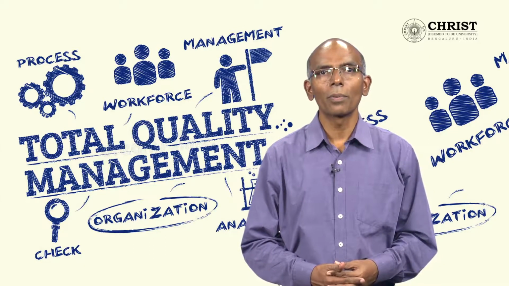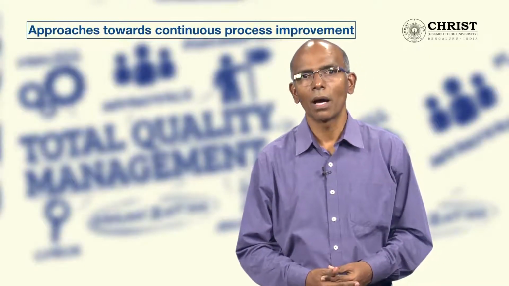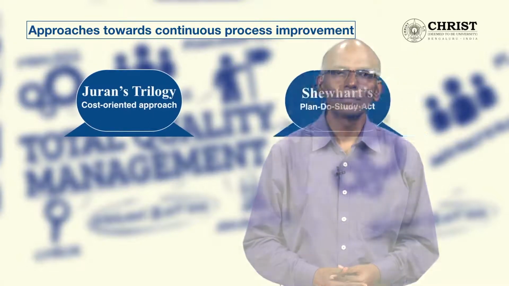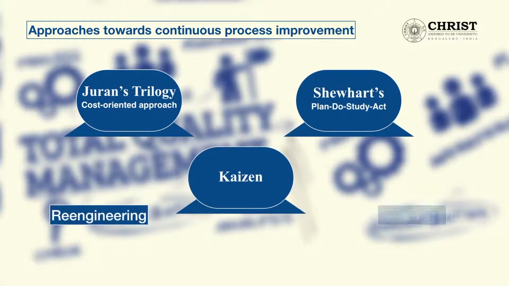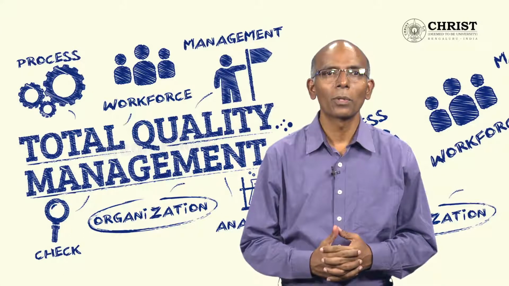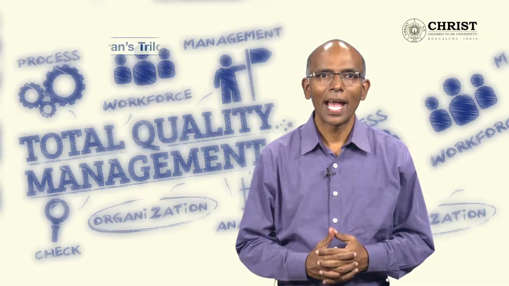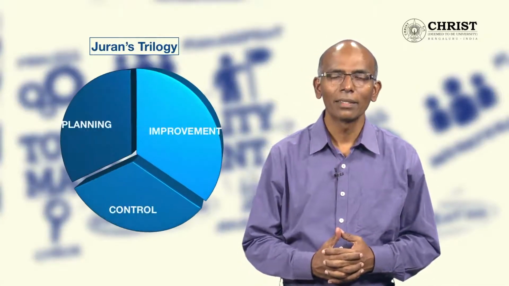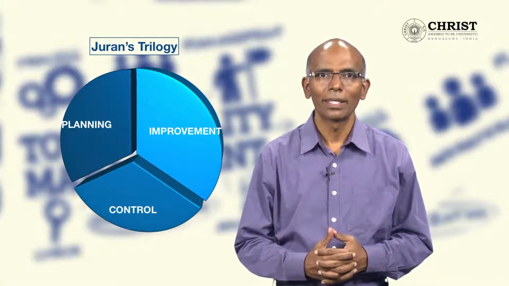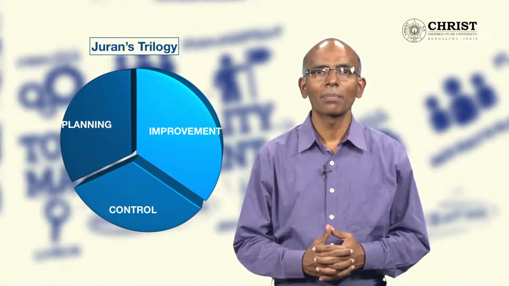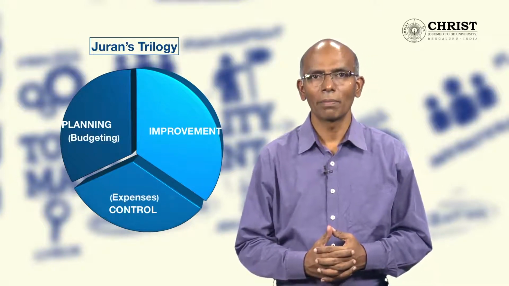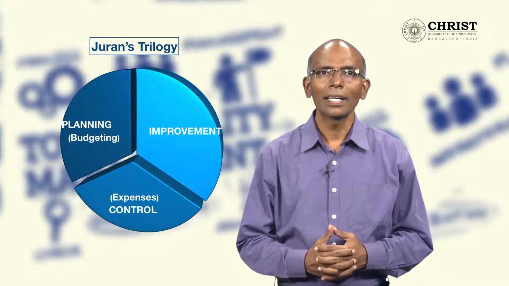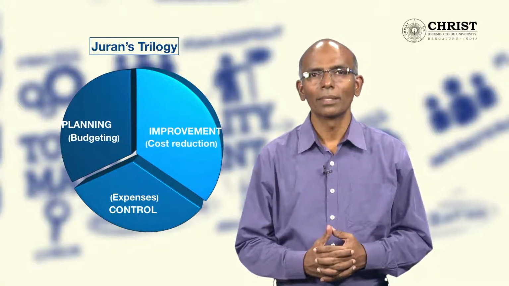Some of the important approaches towards continuous process improvement are Juran's Trilogy, Shewhart's PDCA, that is Plan, Do, Study, Act, Kaizen, Reengineering, and Six Sigma. One of the best approaches is Juran's Trilogy, having three components: planning, control, and improvement, essentially based on financial processes of budgeting, that is planning, expense measurement, that is control, and cost reduction, that is improvement.